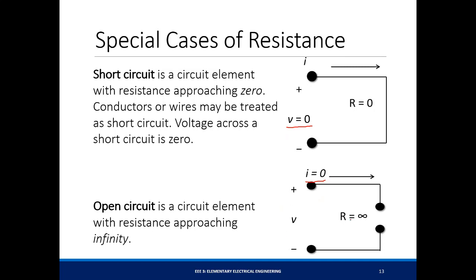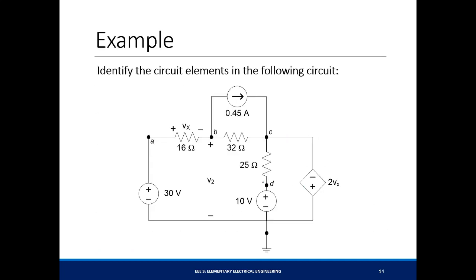So it is actually infinite. So the resistance of an open circuit approaches infinity. So there's always no current across these terminals right here, which is an open circuit. Okay, so for example, identify the circuit elements in the following circuit.